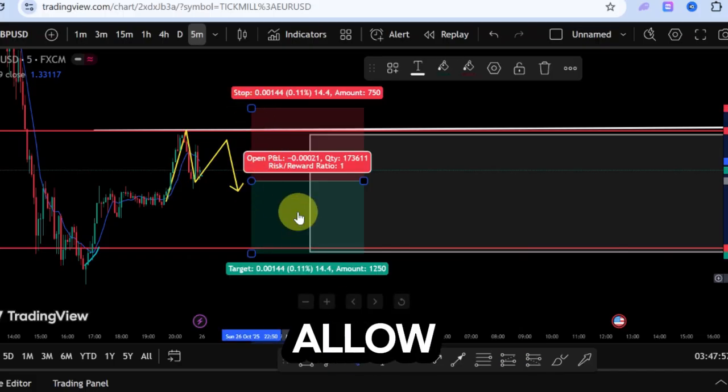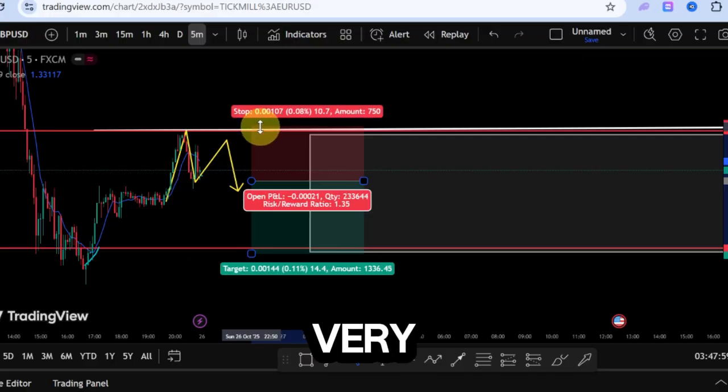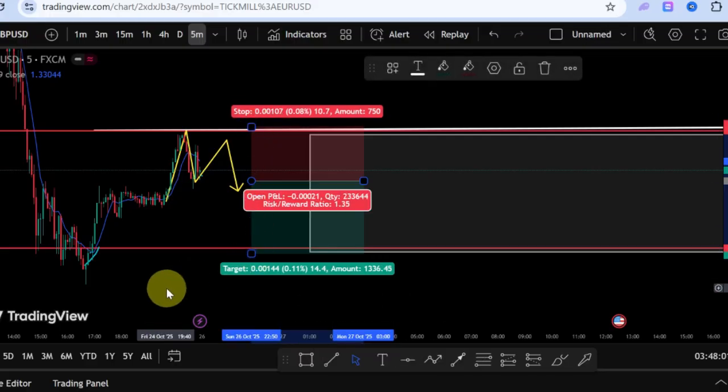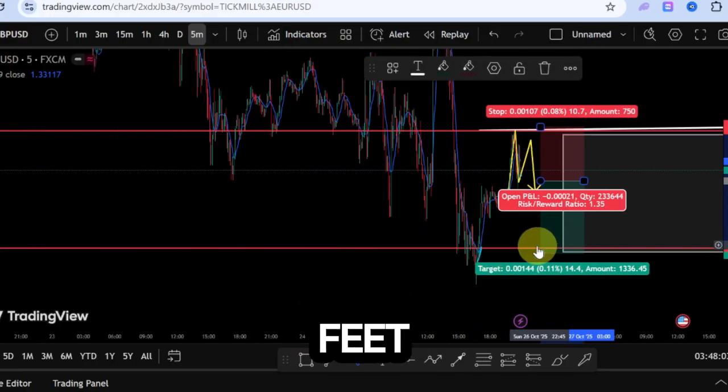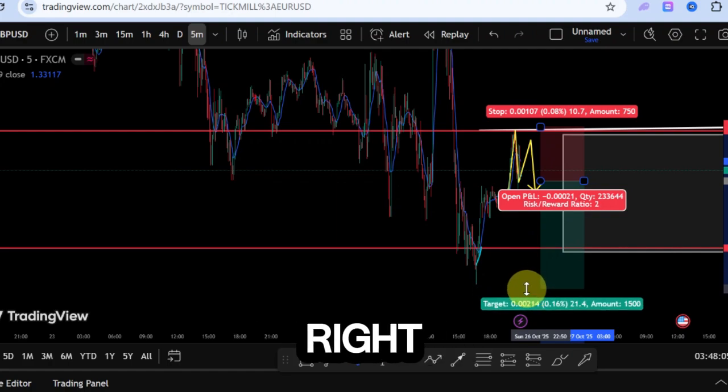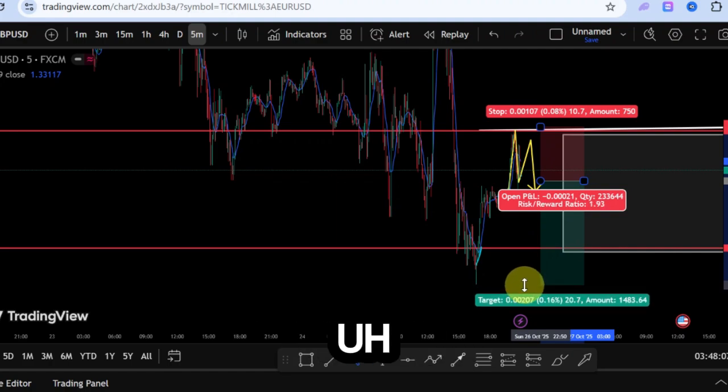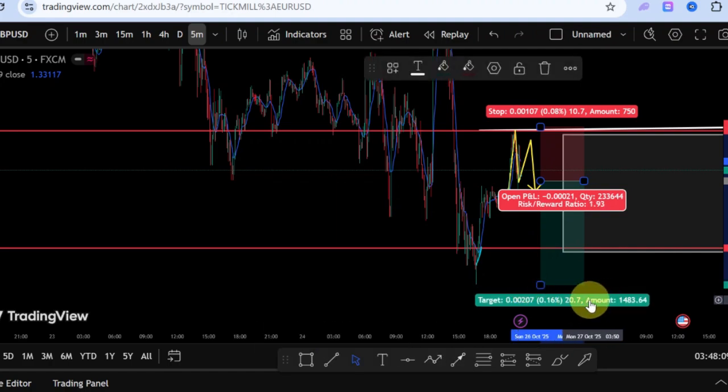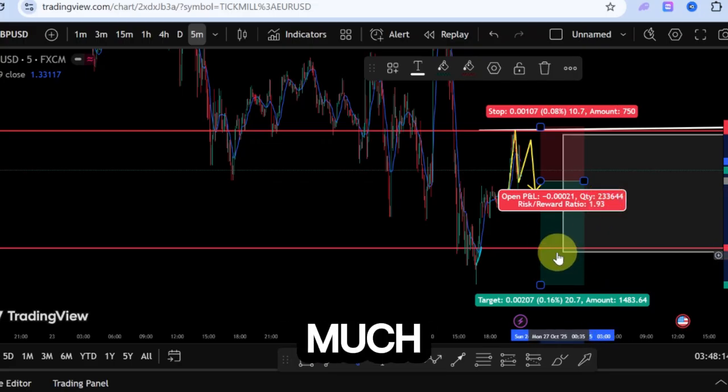We will not allow our stop loss to be very, very high. Something around this region. Then we can take profit, target this particular region right here. And this, if I'm not mistaken, is 1.90, which is still very much okay.